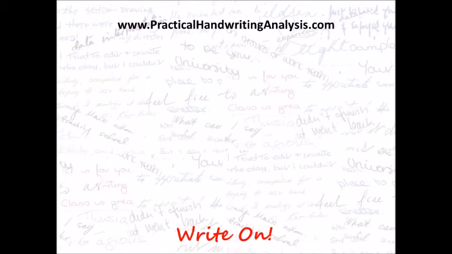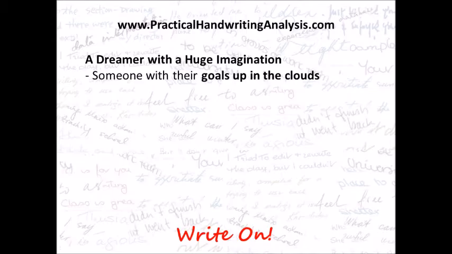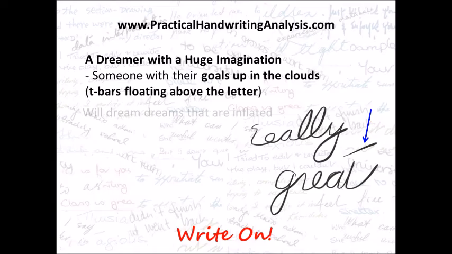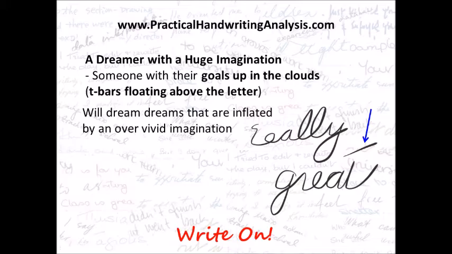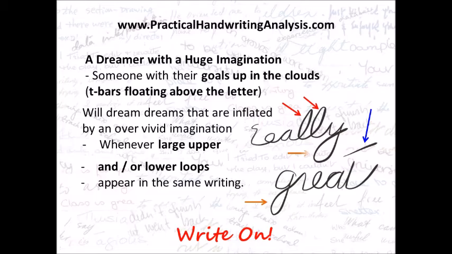So that's it for a dreamer with a huge imagination. Someone with their goals up in the clouds, which is T bars floating above the letter T, will dream dreams that are inflated by an over-vivid imagination whenever large upper loops and lower loops appear in the same writing. Now, the upper loops that I've shown you here are not really enormous, they're large, but the more enormous it gets, the more exaggerated and unrealistic the imagination. So that's it for the dreamer with a huge imagination.